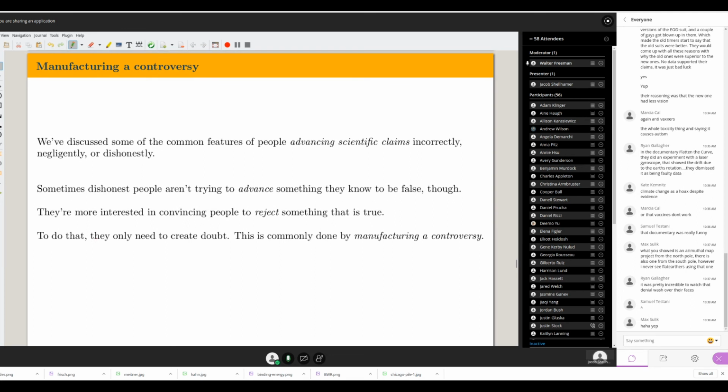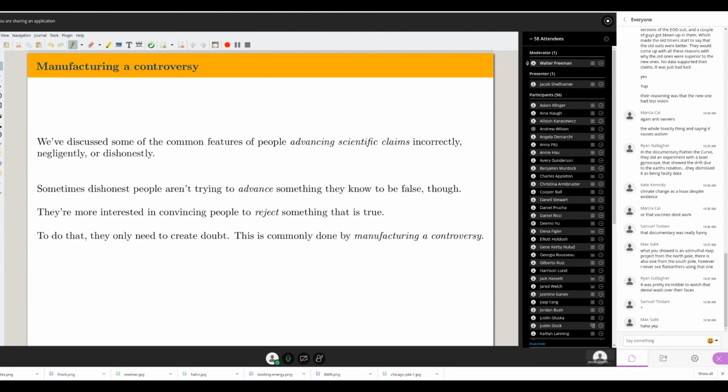The last thing I want to talk about is a manufactured controversy, and this is a big one. So often people try to advance scientific claims negligently or dishonestly. You all have given lots of examples here. But sometimes people who are dishonest, sometimes the peddlers of nonsense, aren't trying to convince us of something they know to be false. All they're trying to do is get us to reject something that's really true.